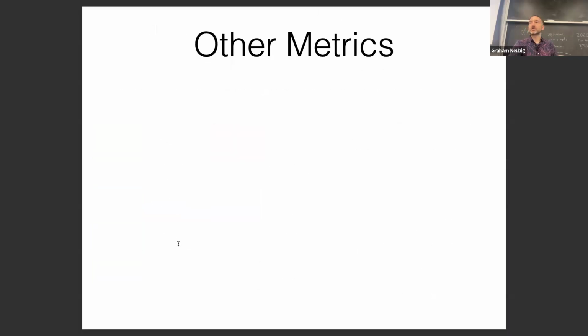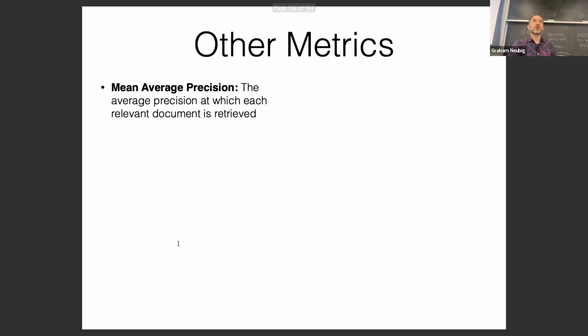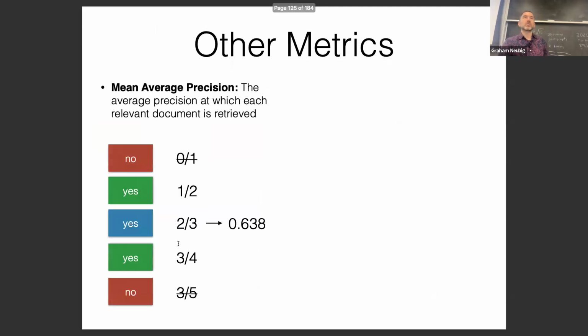There's also a couple of other metrics that are very widely used. One is called mean average precision. The way this works is you look at the precision, which is the number of good documents divided by the number of total documents. So that's the definition of precision. And then every time you add a positive document until you have found all of the positive documents, you add a precision value, and then you take the average of these precision values.